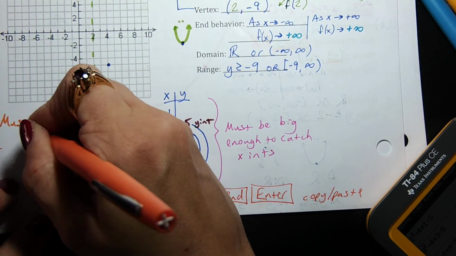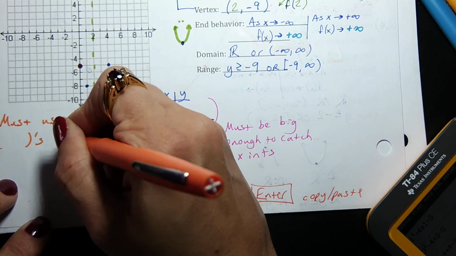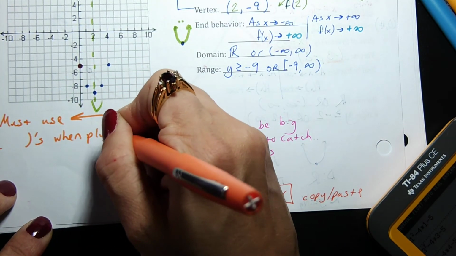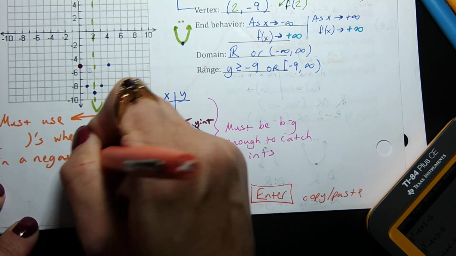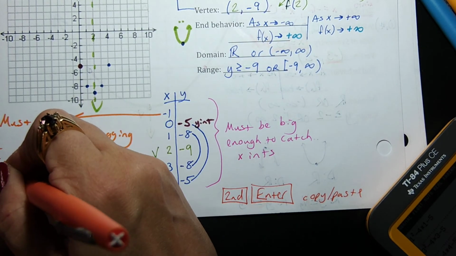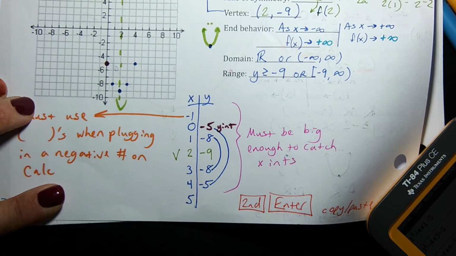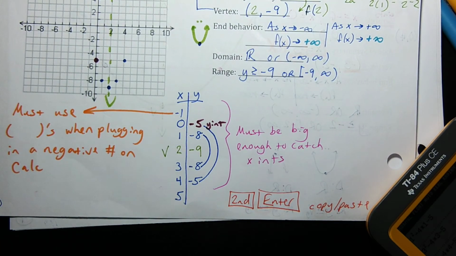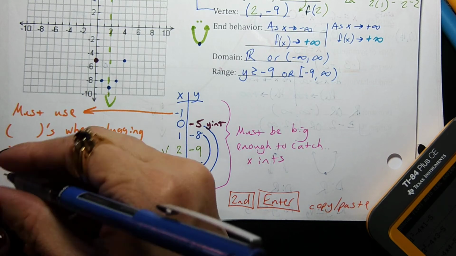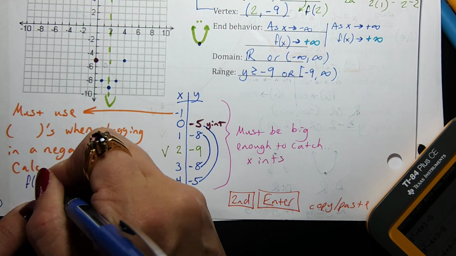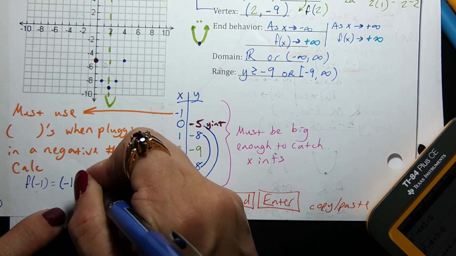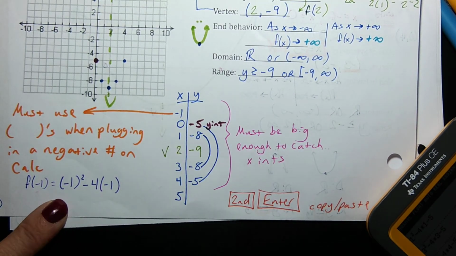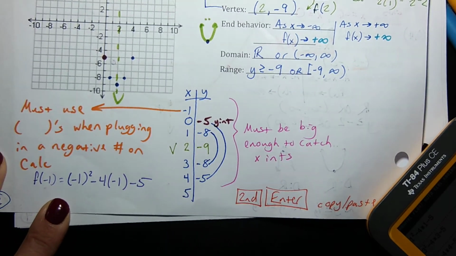You must use parentheses when plugging in a negative number on your calculator. So to find f of -1, we're going to have to trap that -1 in parentheses, square it, then subtract 4 times parentheses around that -1, and subtract 5.